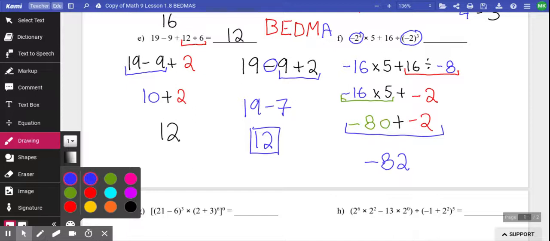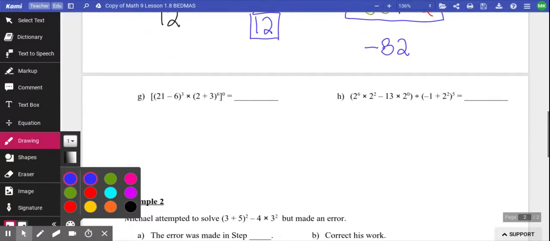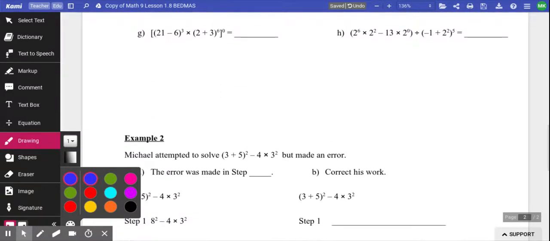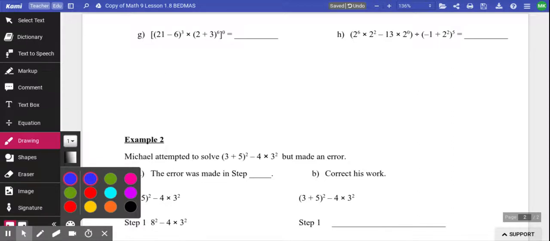Oh, shoot, this is trippy. Yeah. So -82 is the last one. Okay, G. They're just installing a TV downstairs. It was down below us.